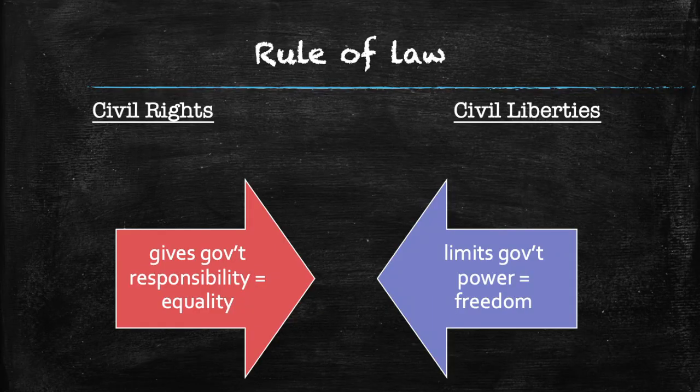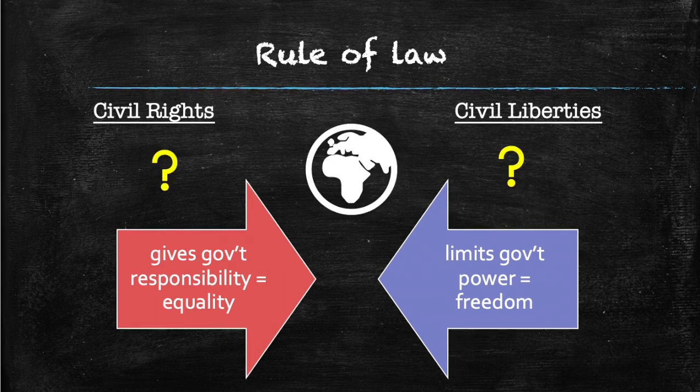Governments are granted the power and responsibility to take care of its citizens, but at the same time, limitations are placed on that government power. This balance is often referred to as the social contract. Different countries reflect different values, and therefore will have different interpretations of how to apply rule of law.